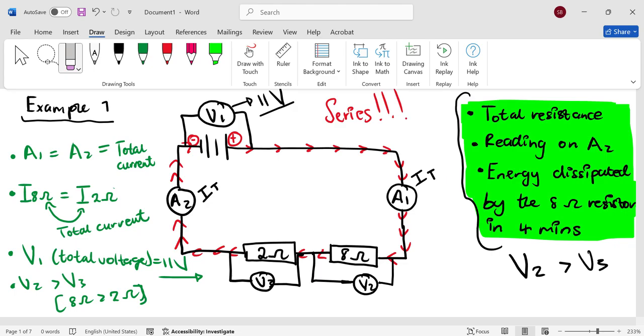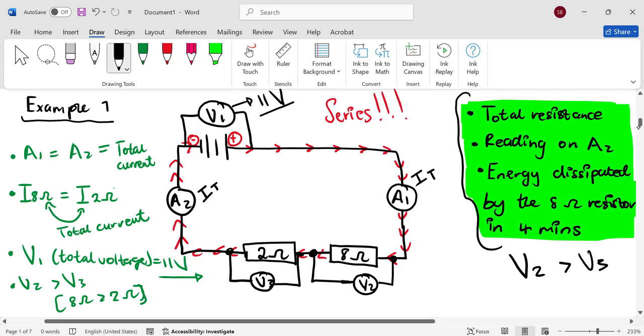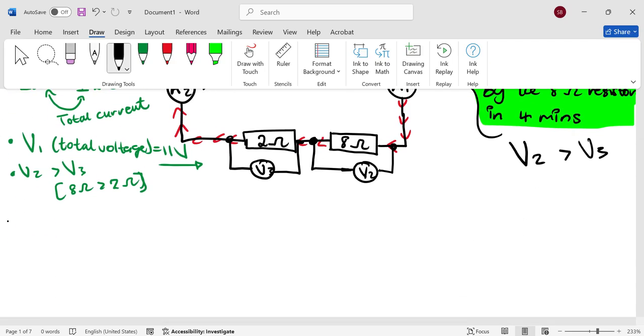Therefore, 2 ohms is smaller than 8 ohms. So V3 will have a voltage lesser than the voltage of the 8 ohm resistor. Notice every voltmeter has its corresponding resistor. So that's a very important point. Am I done with my analysis? Yes, for now it's safe to say I'm done. And now I can start answering the questions.